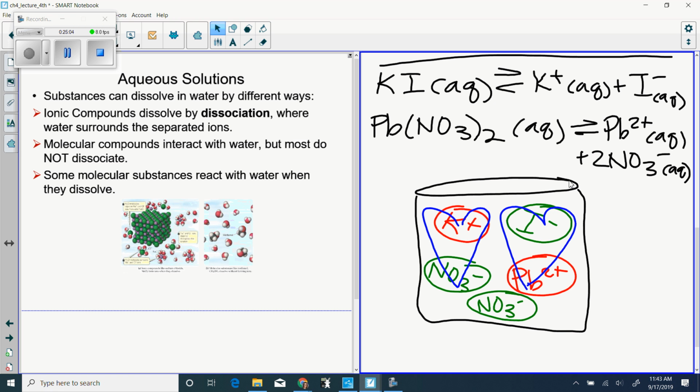Whoa. Okay. It's yellow. To your eyeballs, it looks like I made a yellow liquid, but I didn't. What I did was I made a yellow powder. It's just a really fine powder, so it's floating around in the liquid. It's actually lead.